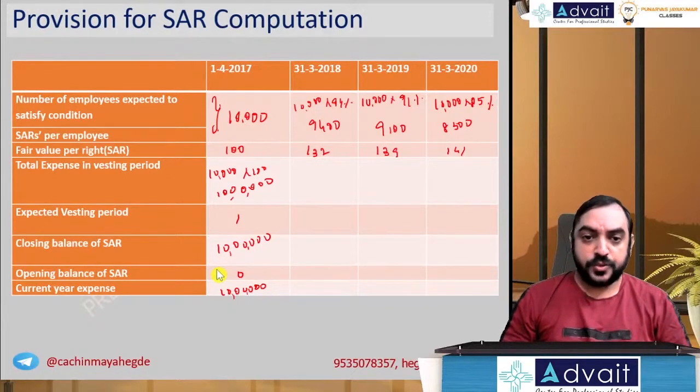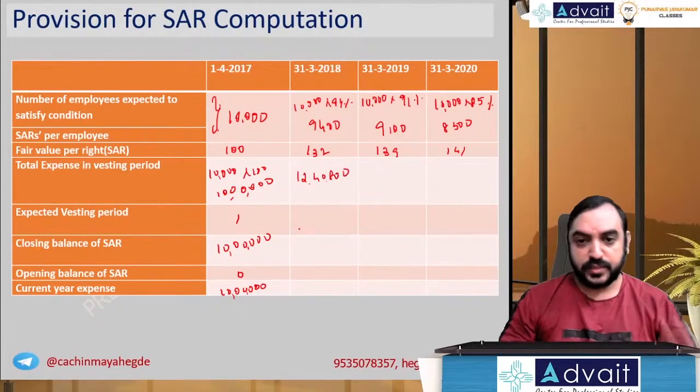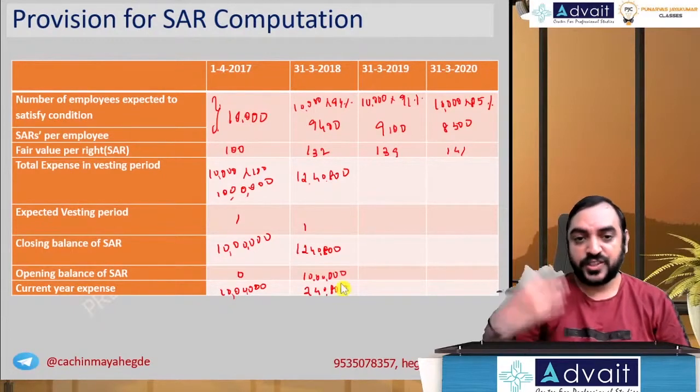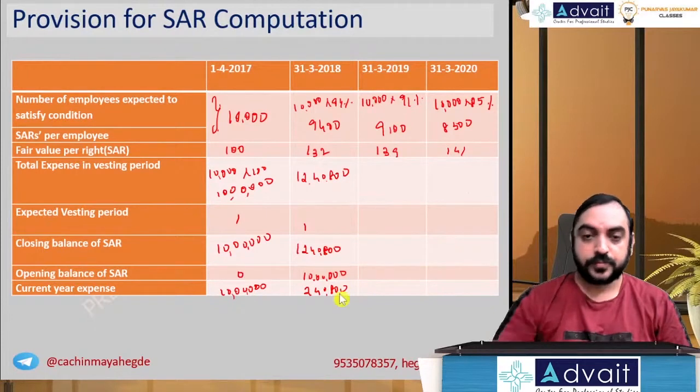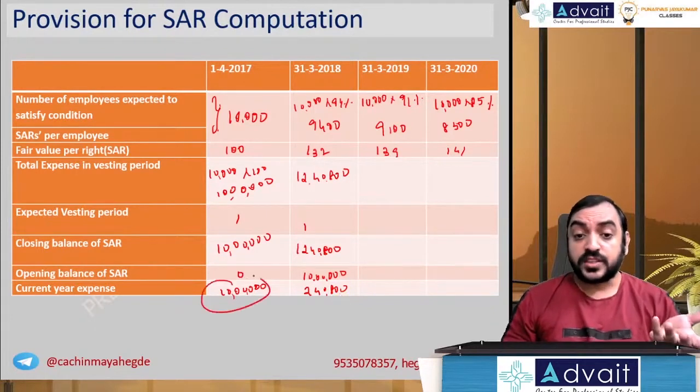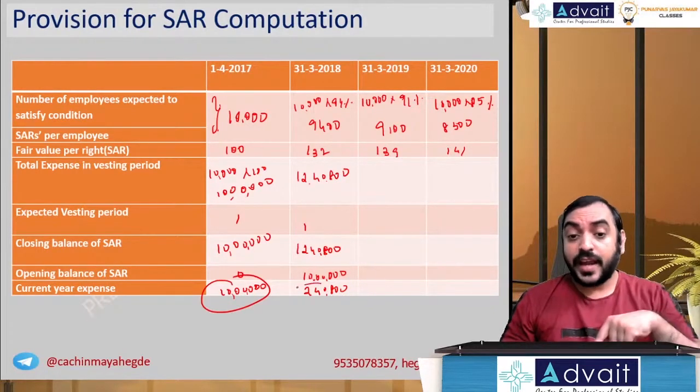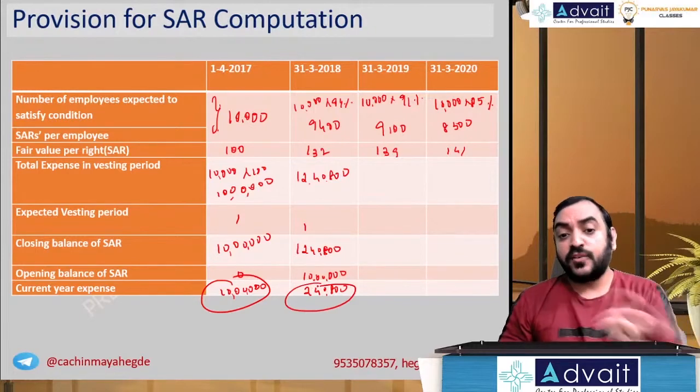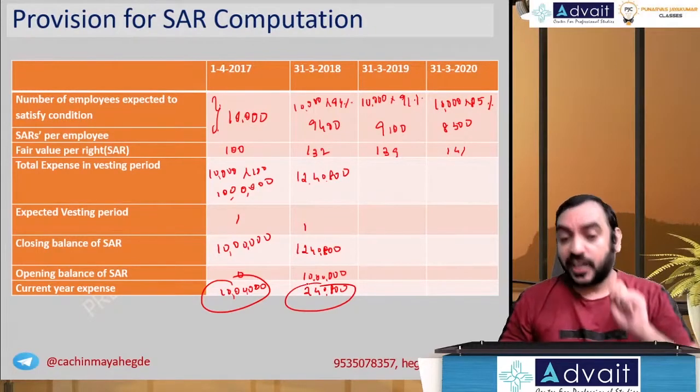9,400 into 132 is 12,40,800. Expense immediately. So 12,40,800 should be the closing balance, but the opening balance is the previous closing balance, which is 10 lakh. So 2,40,800 is the expense for the first year. So for the first year, at the beginning of the year 10 lakh will go, and at the end of the year 2,40,800 will go. Effectively 12,40,800 will go to the first year P&L account.